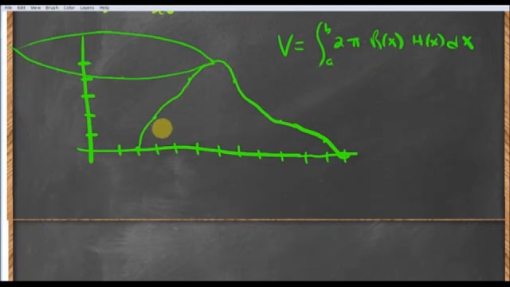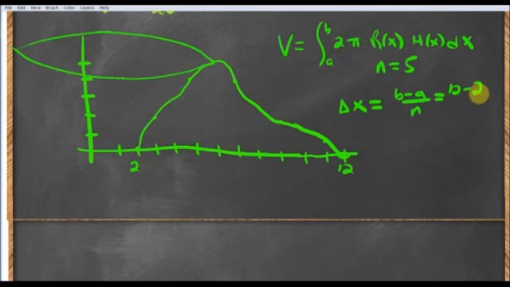Now the midpoint rule was used back in chapter 5 as a way to estimate the area under a curve. Now the way that it worked is you would take, I believe they gave us n equals 5, you would find dx. Now dx is the width of each rectangle, and that was b minus a over n, which I believe is 12 minus 2 over 5, which is 2.